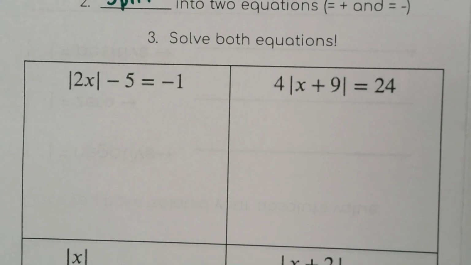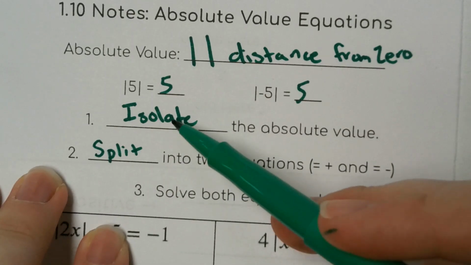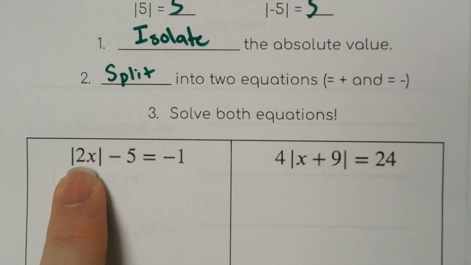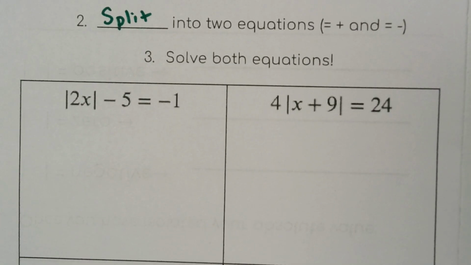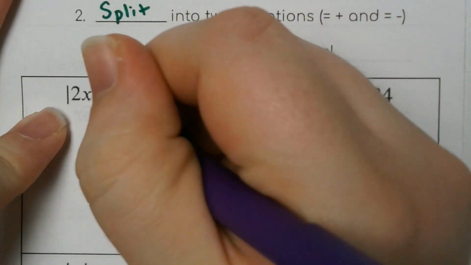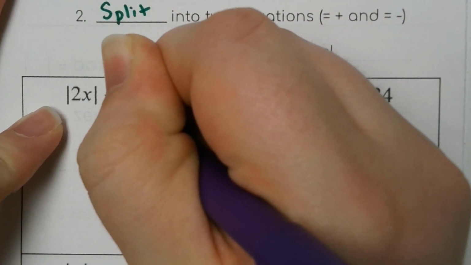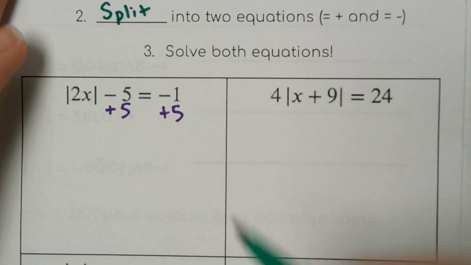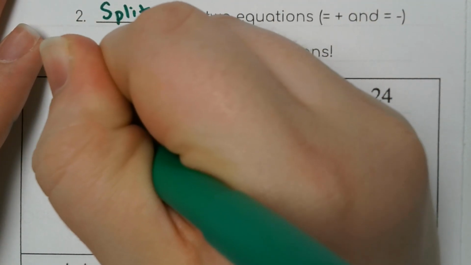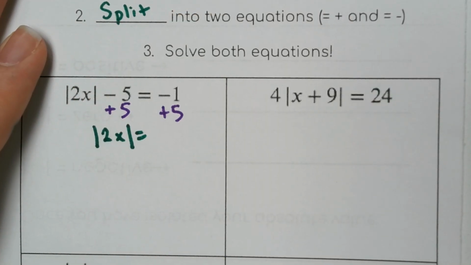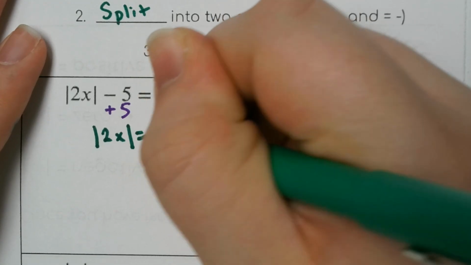Alright, so first things first, we have to isolate the absolute value. Is there anything outside of our absolute value? Yeah, what is outside of it? Yep, that minus 5. So in order to get rid of a minus 5, we add 5 to both sides. So we have the absolute value of 2x. And what is negative 1 plus 5? Good.